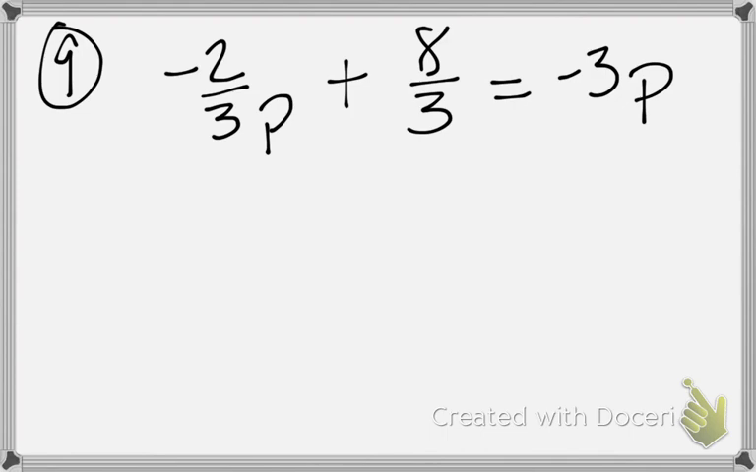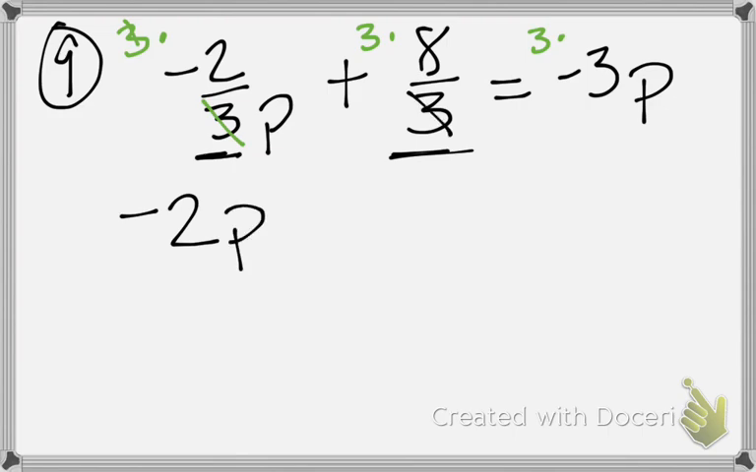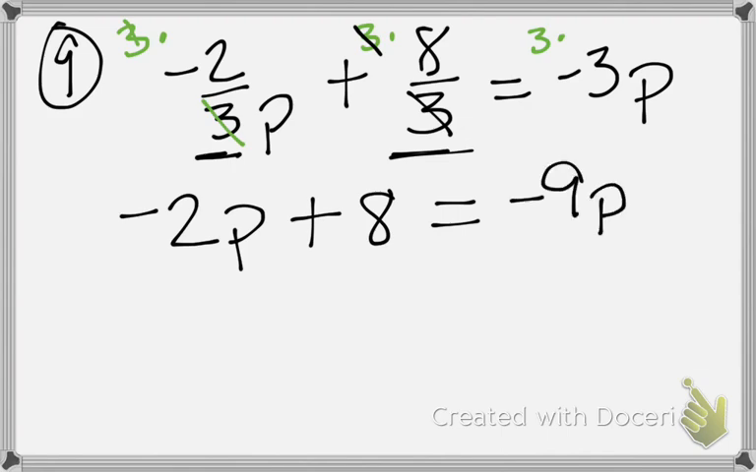Okay, for number 9, if I were you, I would go ahead and start off by multiplying to get rid of all of these denominators. So since I've got a 3 and I've got another 3, I am going to multiply everything by 3. Because if I do, so 3 times 3 times 3. So this 3 and that 3 will cancel, which will just leave me with the negative 2p. That 3 and that 3 will cancel, which will just leave me with the plus 8. And then 3 times negative 3 means I'll have a negative 9p.